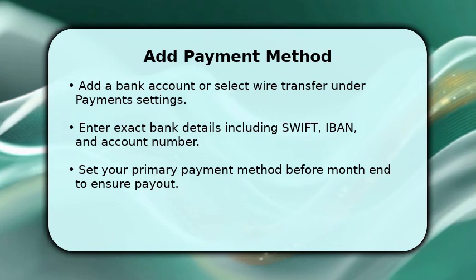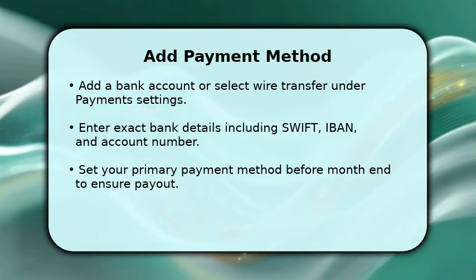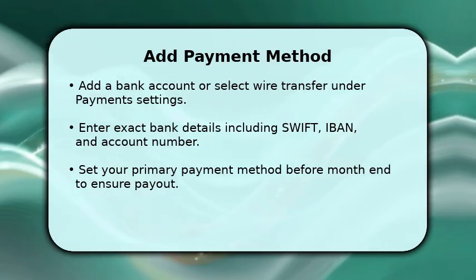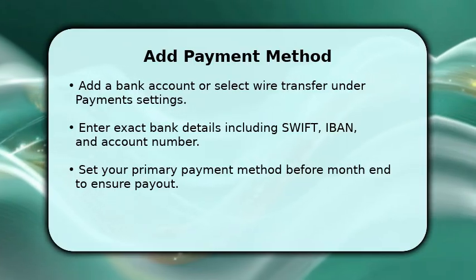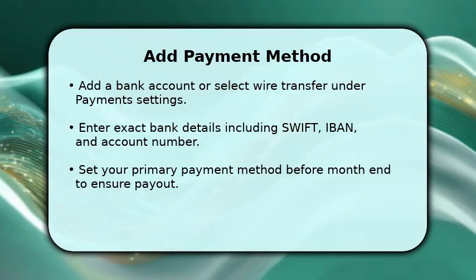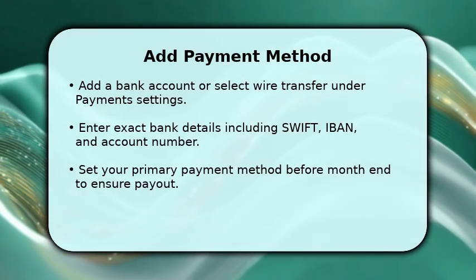Open the payment settings in your Admob or linked AdSense account to add a payment method. Choose either electronic funds transfer to your bank or a wire transfer option if available. Enter exact bank details including SWIFT, IBAN, and your account number to avoid rejects.